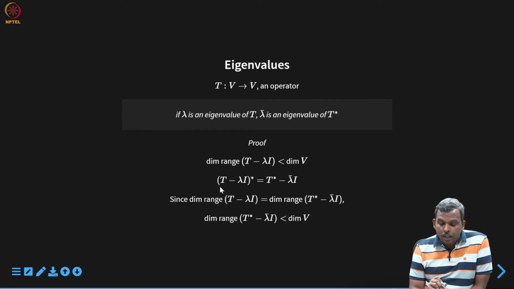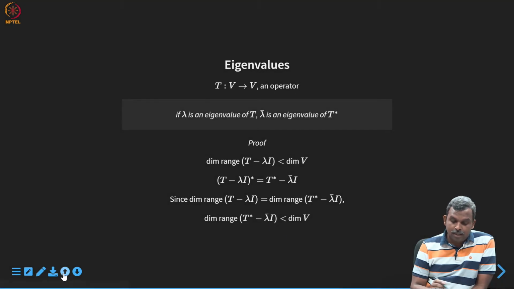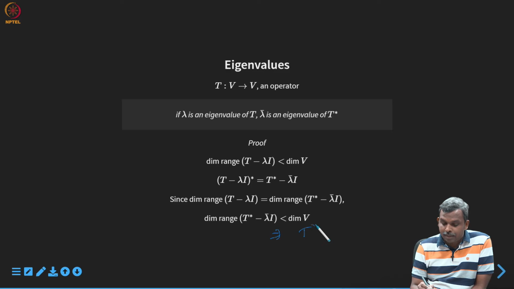Now, we know an operator and its adjoint have the same range dimension, right. That is the property that we saw. So the dimension of the range of T minus lambda I is equal to the dimension of the range of T star minus lambda bar I. Now, if the left hand side is less than the dimension of V, clearly the right hand side is also less than the dimension of V. So the dimension of the range of T star minus lambda bar I is less than the dimension of V. That implies T star minus lambda bar I is also non-invertible.